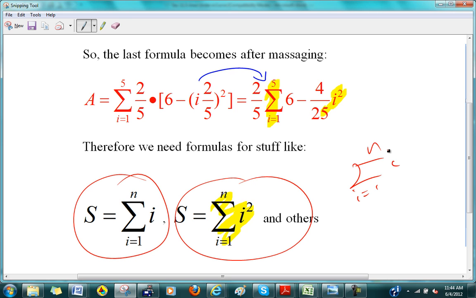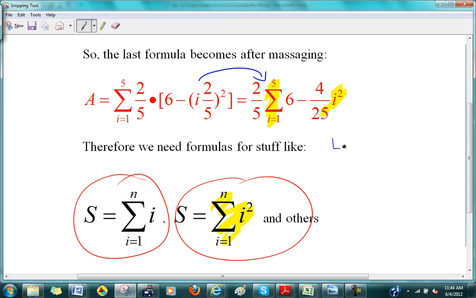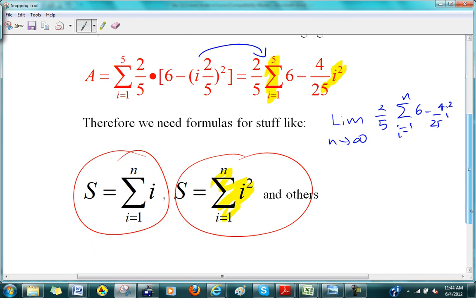So we need those kinds of formulas, and this is the reason why we need them, because what we're going to do is take this formula and do this to it. This is what you're going to do to it, which is exactly what Josh had me do on number 15. So let's proceed with this.